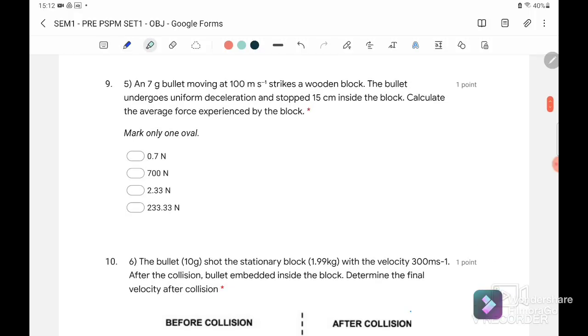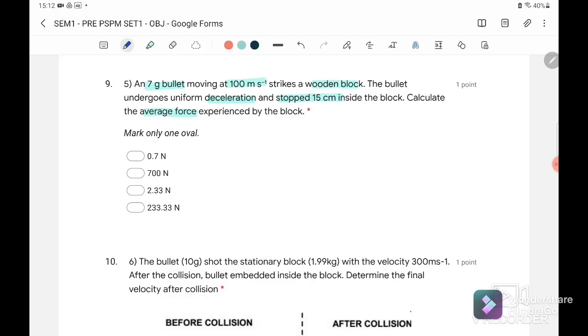Next question is number 5. A 7-gram bullet moving with initial velocity 100 meters per second strikes a wooden block. The bullet undergoes uniform deceleration and stops after 15 cm inside the block. Calculate the average force experienced by the block.